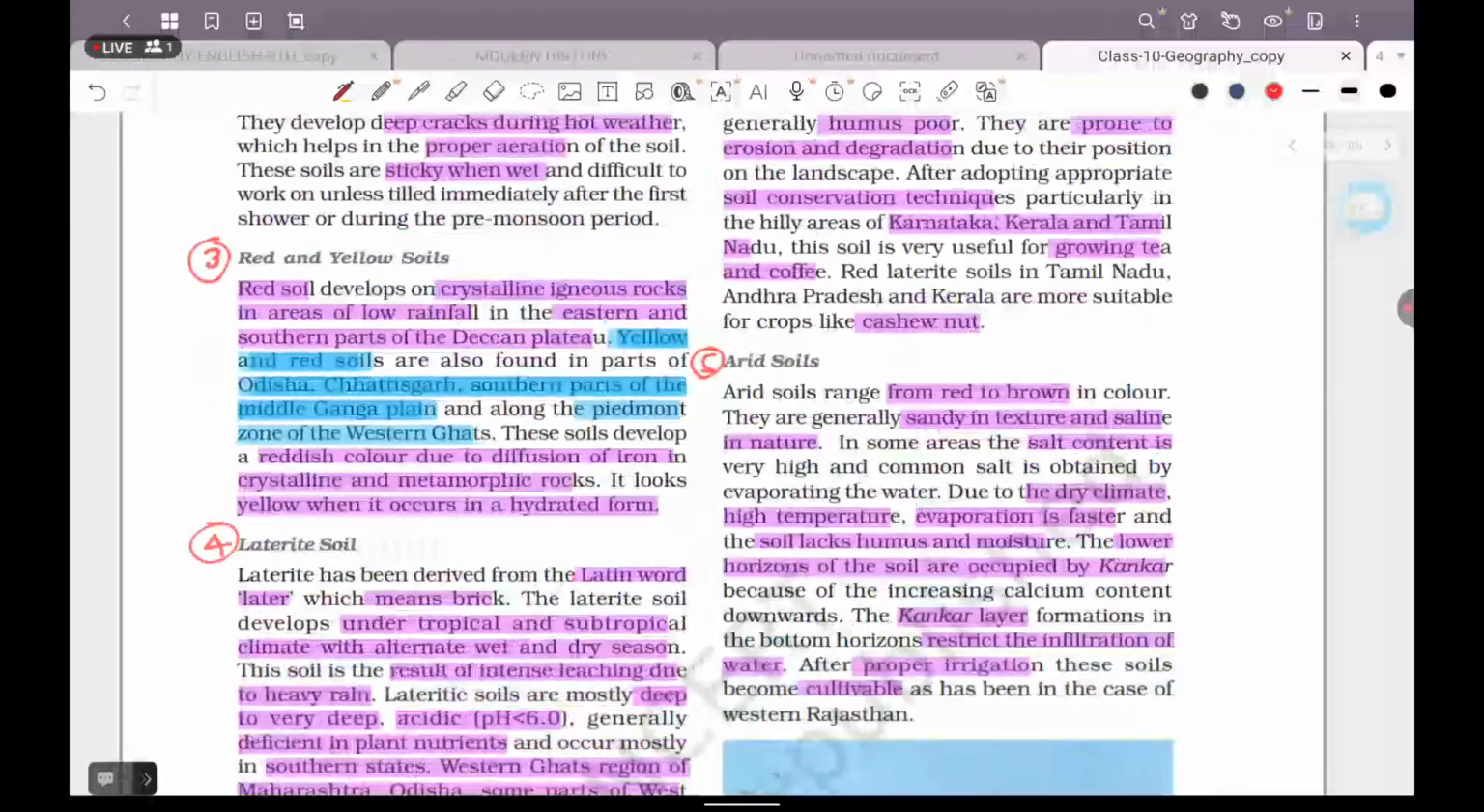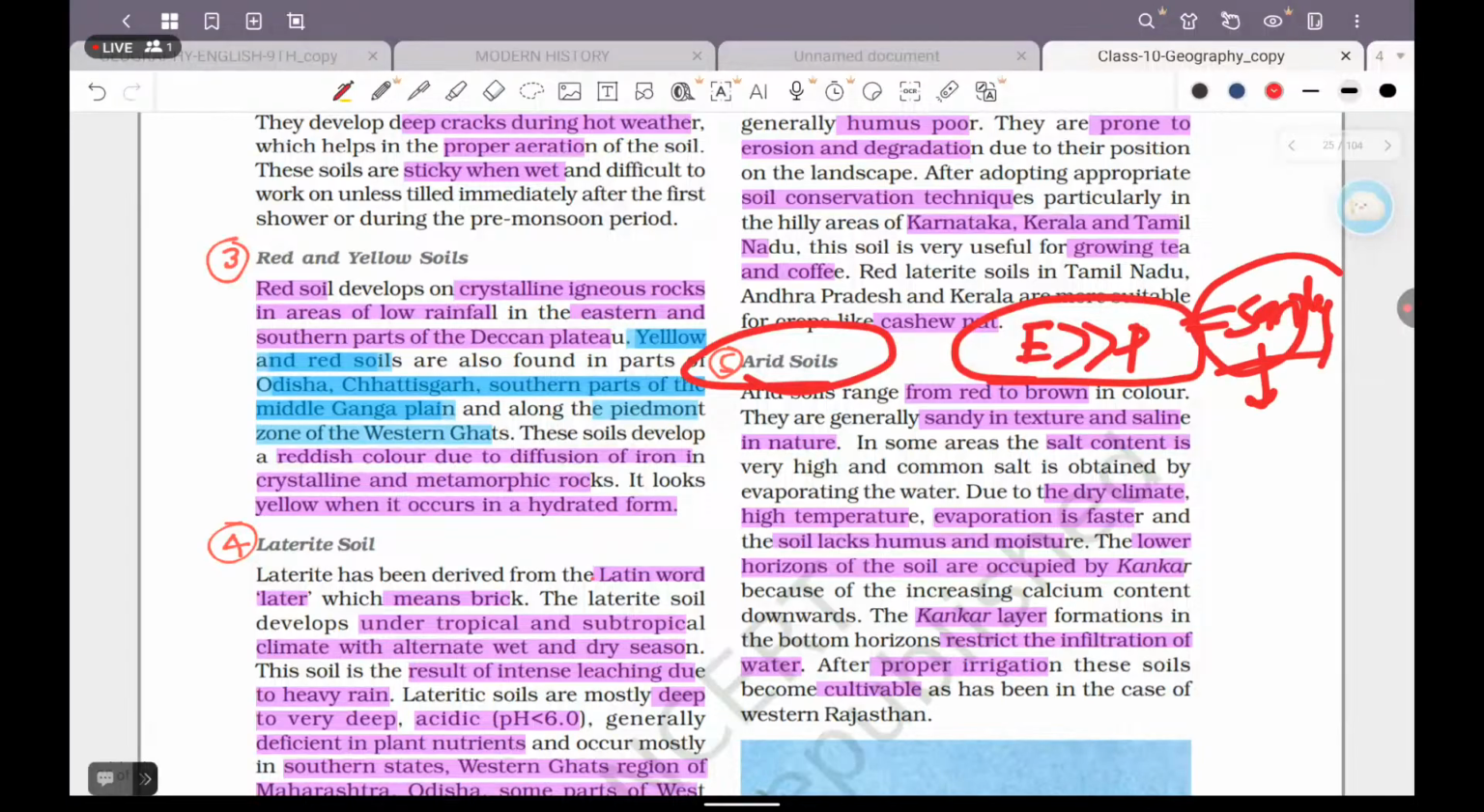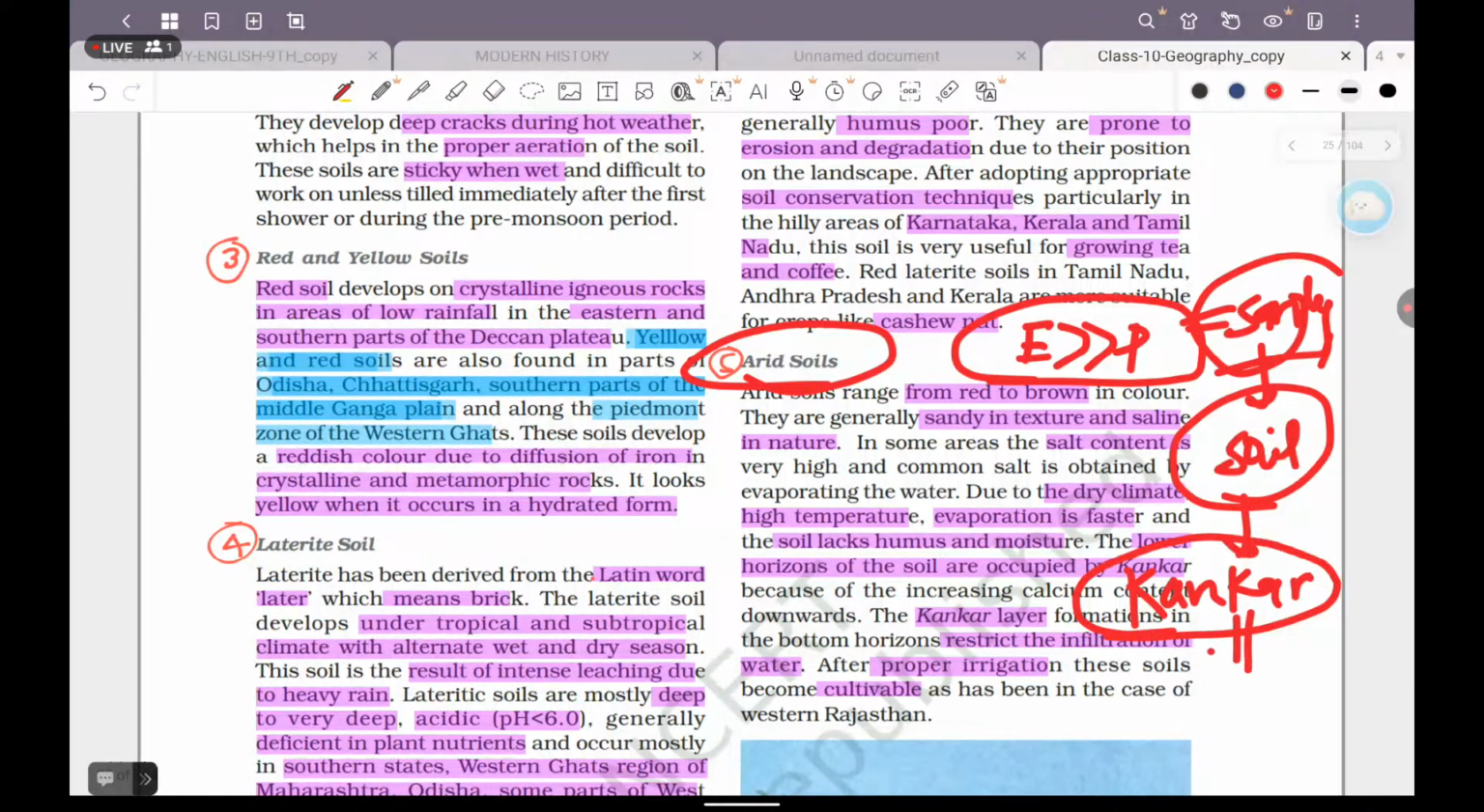And the fifth is the arid soil. It means the region where the rainfall is less than 60 centimeter in the year. That region में जो soil होती है, because of यहाँ पे high evaporation होता है than the precipitation. So यहाँ पे जो sandy texture बनती है, sandy texture is found in the soil. Or in this soil the kankar's presence is here. That's why they are coarser होते हैं.